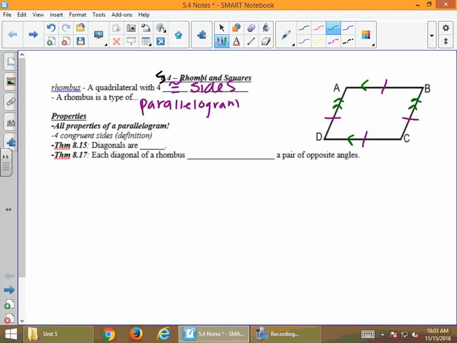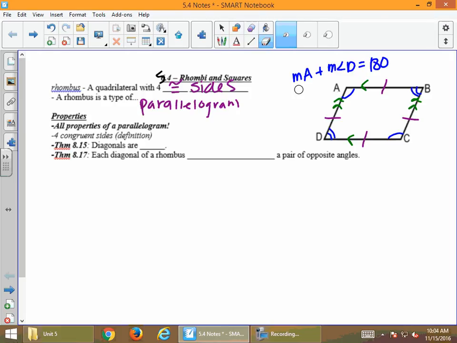What do we know about the opposite angles of a parallelogram? Well, they're also congruent. So A is congruent to C, and D is congruent to B. That's also true for a rhombus because it's a parallelogram. What do we notice about the angles next to each other in a parallelogram? They add up to 180. So, for example, you would say the measure of angle A plus the measure of angle B equals 180. Angles next to each other are still supplementary.